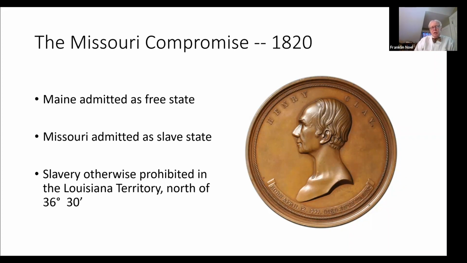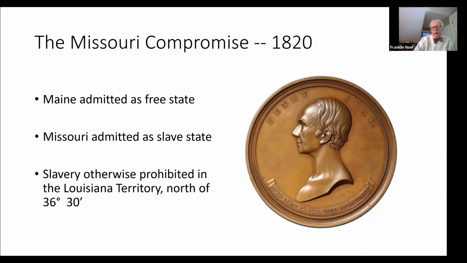To maintain the sectional balance of power between slave and free states, Senator Henry Clay brokered a compromise that would allow Missouri to be admitted as a slave state, while Maine, which had always been a separate district of Massachusetts, would be admitted as a free state. Slavery would be banned north of the 36-degree 30-minute parallel in the Louisiana Territory, but permitted in that territory below that latitude.